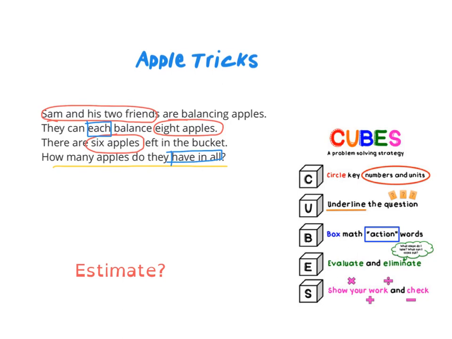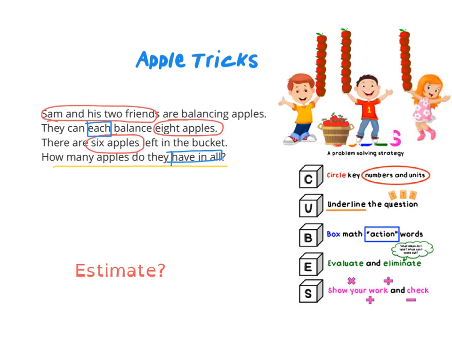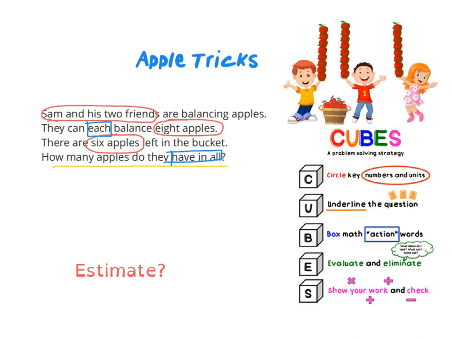Before we begin solving, we always want to make an estimate. How many total apples do you think the 3 friends might have? Try to picture in your mind what this looks like. Pause the video and make your estimate. Now that you have made your estimate, this visual will help you to see what's going on in this word problem.